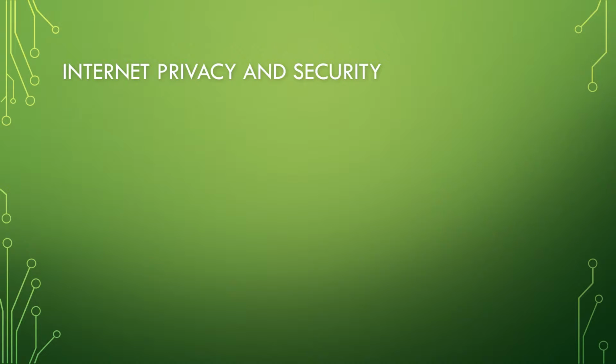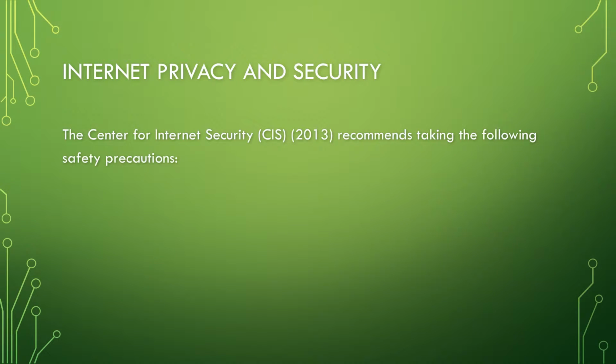The first aspect of internet safety we will be looking at in this lesson is privacy and security online. The Center for Internet Security, which is a great resource for learning about how to protect yourself online, recommends taking these following safety precautions and many others, but we will only be looking at three today. The first one of these is to make strong passwords.